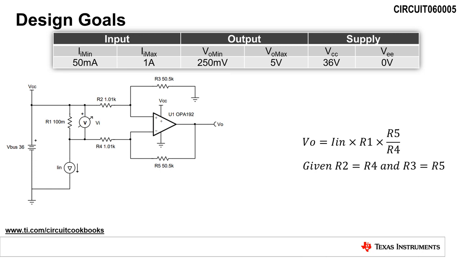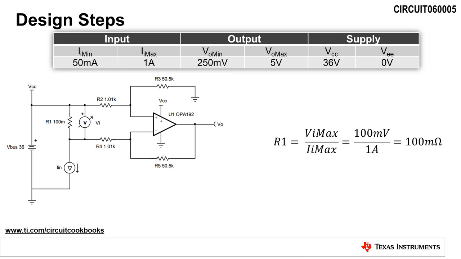The design goal for this circuit is to convert an input current range from 50 milliamps to 1 amp to an output voltage range from 250 millivolts to 5 volts. An output voltage swing of 250 millivolts to 5 volts will maximize the linear output voltage swing of the operational amplifier for a typical ADC input voltage range.